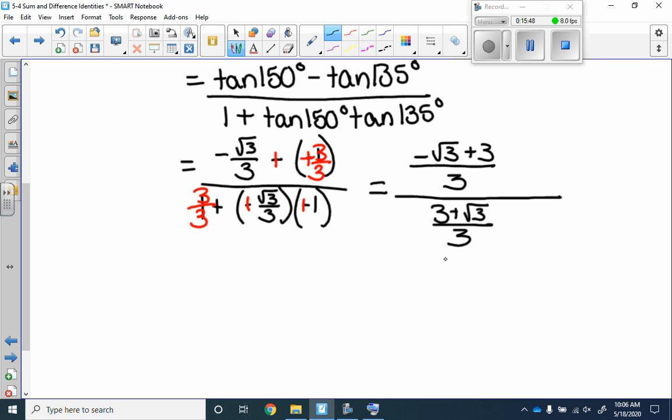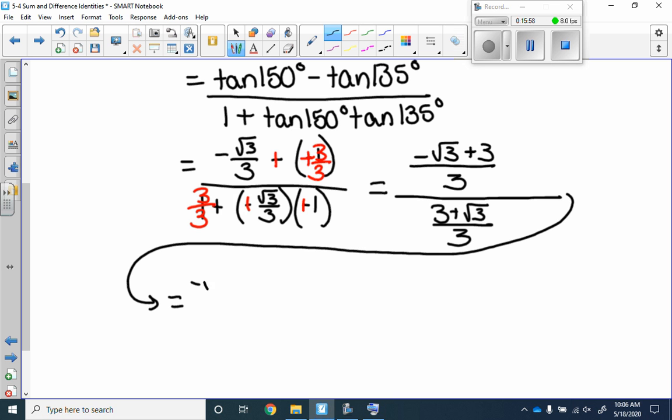When we divide by fractions, we are going to multiply by the reciprocal. So I'm going to bring this down here. So negative square root of 3 plus 3, divided by 3. We are now going to multiply by 3 over 3 plus square root of 3.